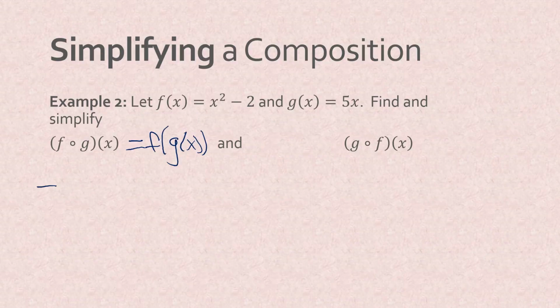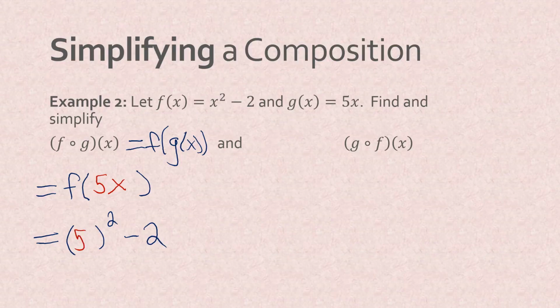And in order to do that, we just merely take f of g, and we now plug in 5x into f of x. f of x is a function that takes its input, squares it, and subtracts 2. And we ask ourselves, what is our input? Our input is g of x, which is 5x. And that ends up simplifying to the expression 25x squared minus 2.